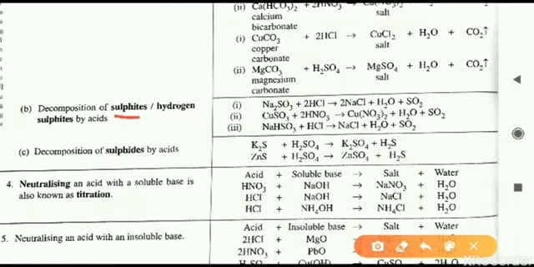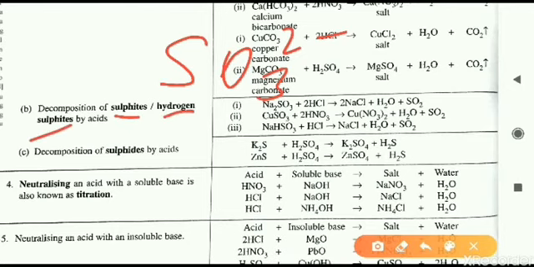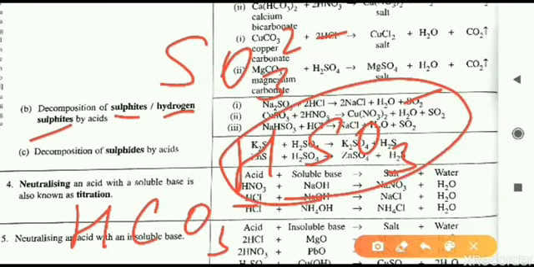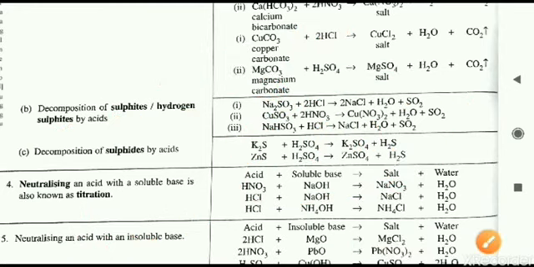Sulfite is what? Sulfite is SO3 2 minus. Like carbonate is CO3 2 minus, similarly sulfite is SO3 2 minus. Next you can see here hydrogen sulfite. Hydrogen sulfite is what? That is HSO3 minus. Like hydrogen carbonate, what we said? Hydrogen carbonate, HCO3 minus. Similarly hydrogen sulfite is HSO3 minus. The ions, remember them.